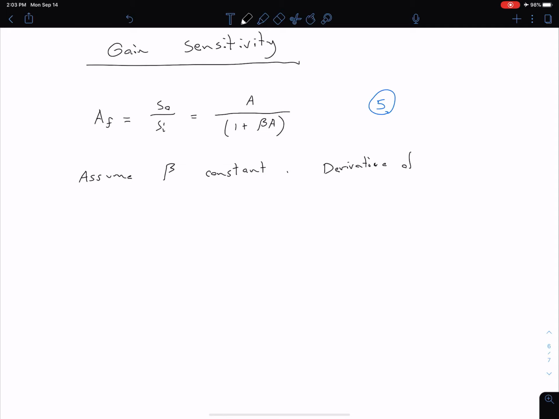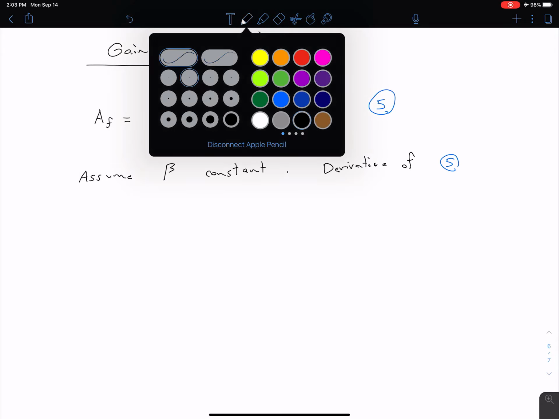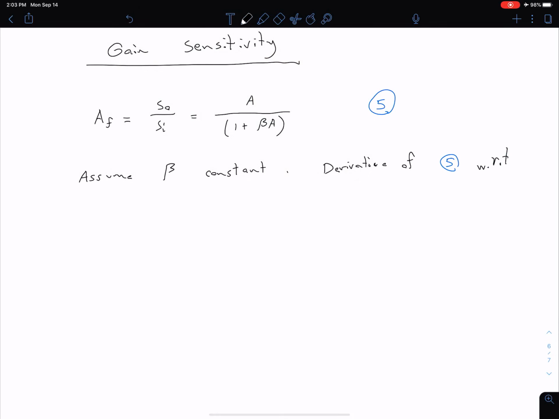Derivative of our equation 5 with respect to our open loop gain A. What that's going to do, if we think about it, is we're saying dAF: what are the changes in our closed loop gain with respect to changes in our open loop gain? Ultimately we're asking this question: if we have some transistor parameter that's varying and that causes our open loop gain to vary on our amplifier, how much is our closed loop gain of our feedback system going to change?